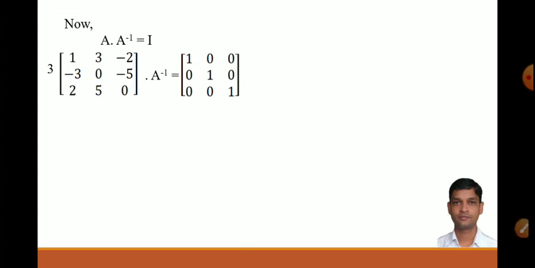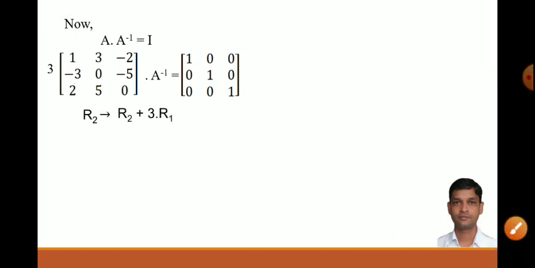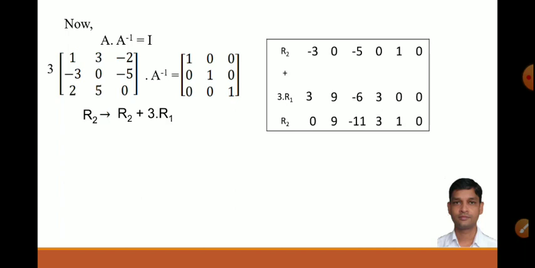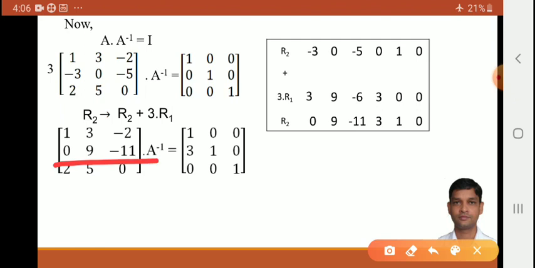So 3 into 1 becomes 3, and -3 plus 3 is 0. So R2 is going to change. We write the transformation as R2 changes to R2 plus 3 into R1. Do the calculations: write R2 as it is plus 3 into R1, multiply R1 by 3, add the respective elements, and you will get the new R2 as 0 9 -11 3 1 0. Replace that R2 in the original equation. So R2 has been replaced.